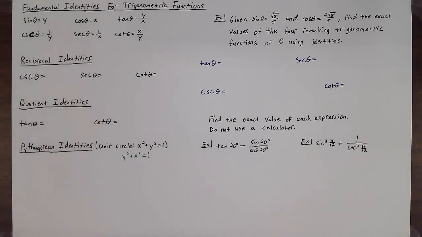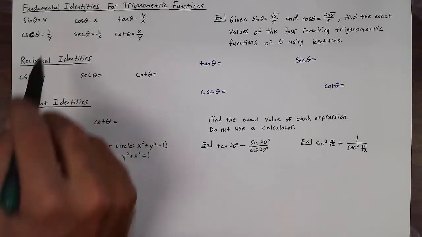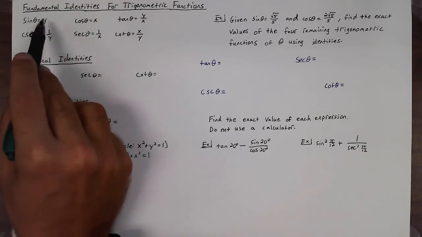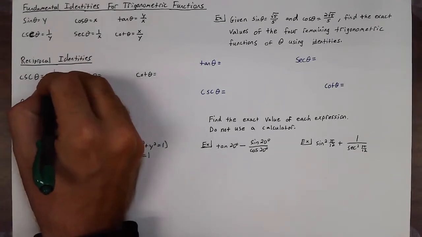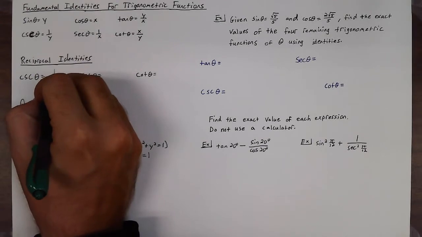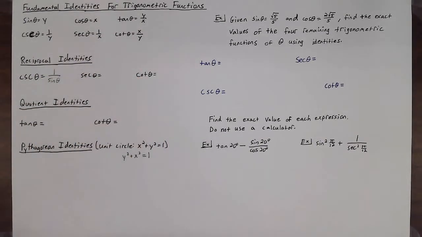So first, we'll start with the reciprocal identities. Now, we talked about this before when we first introduced these trig functions, but if you look over here, 1 over y, if you replace the y with sine, you get the reciprocal identity, 1 over sine of theta. And that can be written reverse-wise. Sine of theta can also equal 1 over cosecant of theta. That's what's nice about these reciprocal identities. You can write them twice or just write them once. It means the same thing.